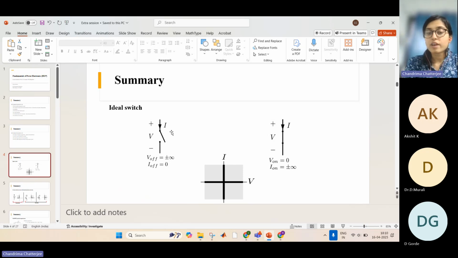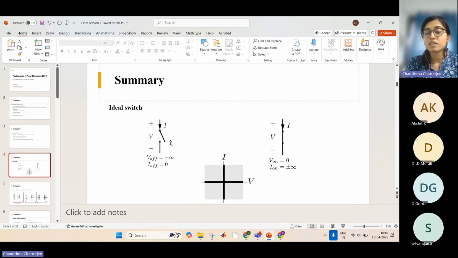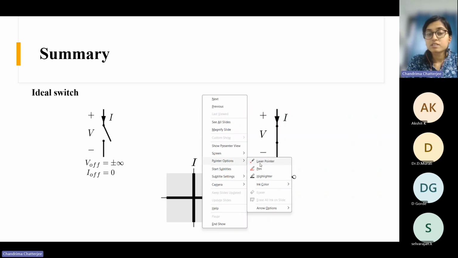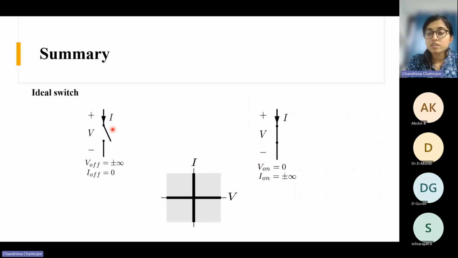But for the ideal switch, what are the properties? The properties are like this. When the ideal switch is in off condition, right? In that case, it can block infinite amount of voltage, and there will be no leakage current. The current will be absolutely zero, and it can block any amount of voltage. No matter whatever voltage you apply, it can block it.